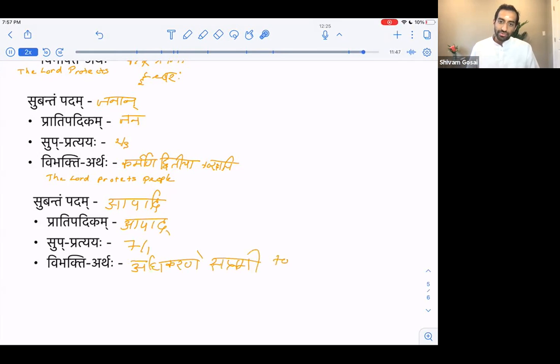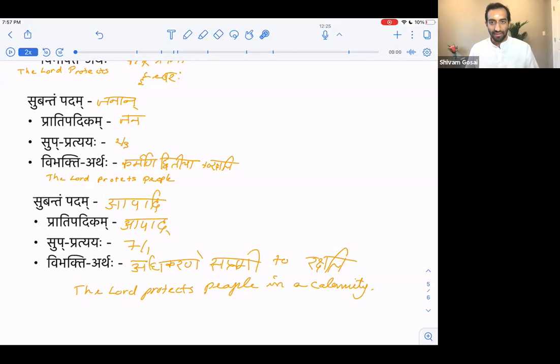Okay, so the sentence, when we look at it, Lord protects. Apad means what? Calamity. So Lord protects people in a calamity. So in a difficult situation, the Lord protects those people. Okay. How are we feeling? Give me a thumbs up if you feel okay with these. Thumbs sideways or thumbs down. If you have any questions, you can let me know.